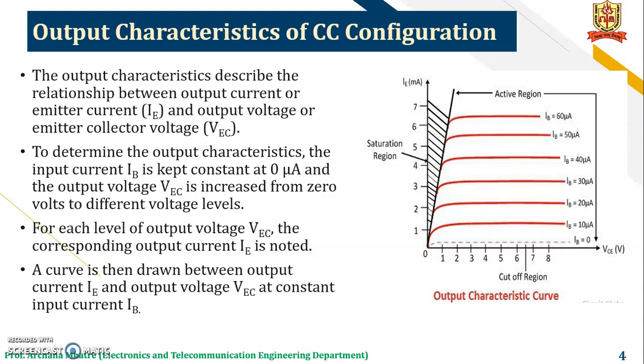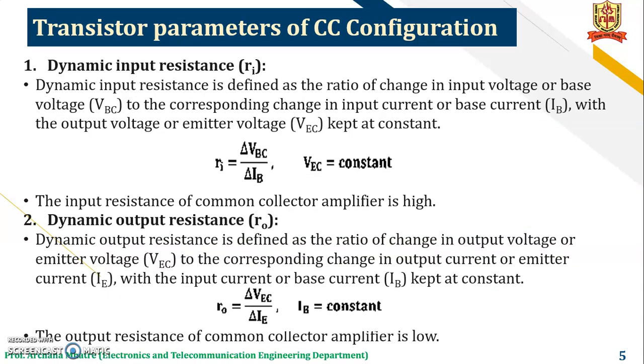To determine the output characteristic, the input current IB is kept constant at 0 microampere and the output voltage VEC is increased from 0 volt to different voltage levels. For each level of the output voltage VEC, the corresponding output current IE is recorded. A curve is then drawn between the output current IE and the output voltage VEC at constant value of input current IB.